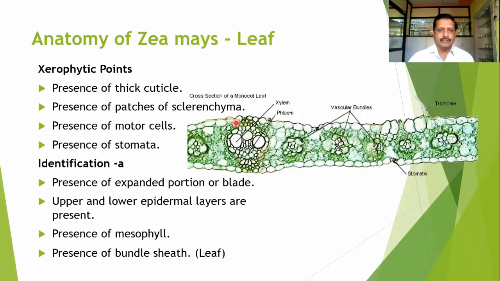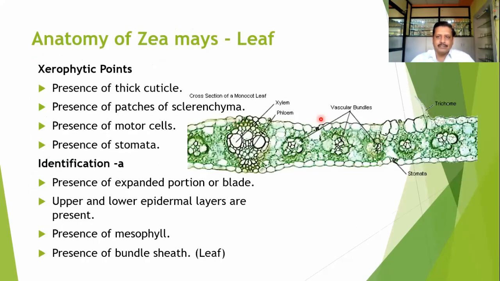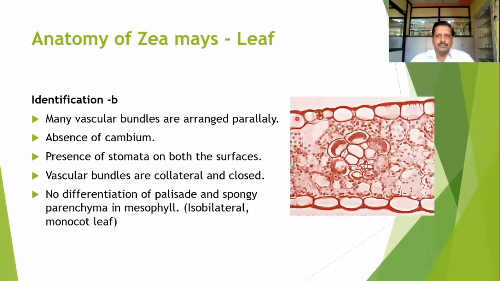Many vascular bundles are arranged parallelly. Here you can observe that all the vascular bundles are in one line, arranged parallelly. Absence of cambium: in monocots we don't find the cambium tissue. The presence of stomata on both surfaces we just discussed. Here it is shown on the upper epidermis, and in the first diagram we find stomata on the lower epidermis. So in both cases you can have the stomata present on both epidermal layers.